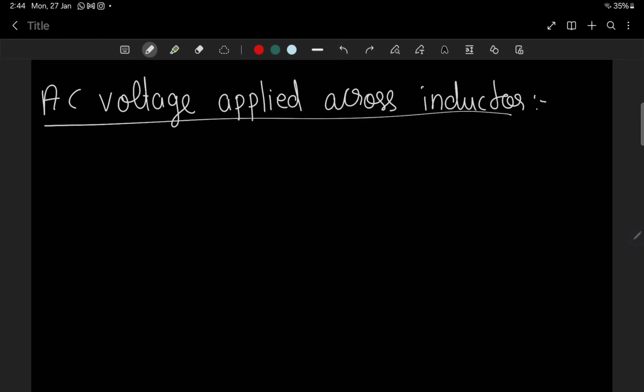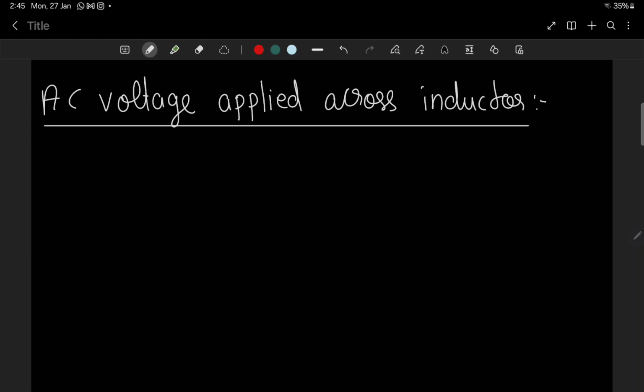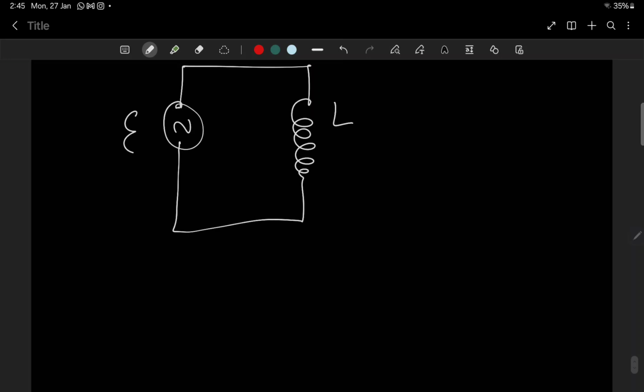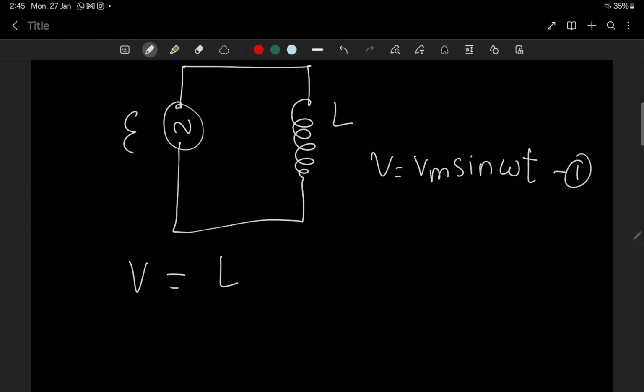What is this? Inductor. Yes. We are having an inductor. You know that V equal to Vm sin omega t, normally what we got from AC. Applying Kirchhoff's law, you get V equal to the EMF, L di by dt.